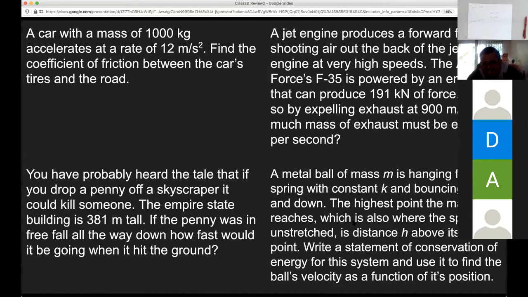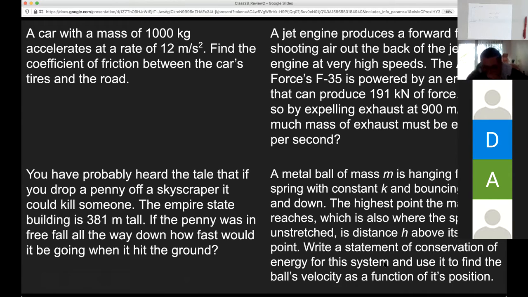Okay, so we're talking about this one in the bottom right. The metal ball of mass m is hanging from a spring with a spring constant k and bouncing up and down. The highest point the mass reaches, which is also where the spring is unstretched, is distance h above its lowest point. Write a statement of conservation of energy for this system and use it to find the ball's velocity as a function of its position. This is a little bit complicated, so let's start with just the first thing: write a statement of conservation of energy for this system.